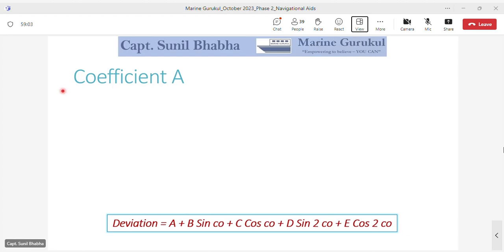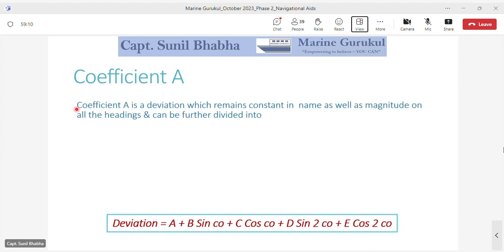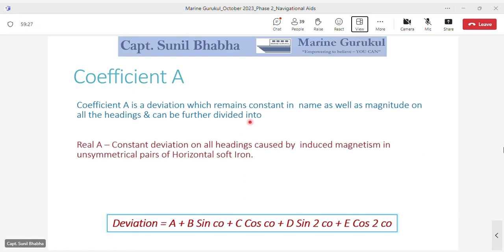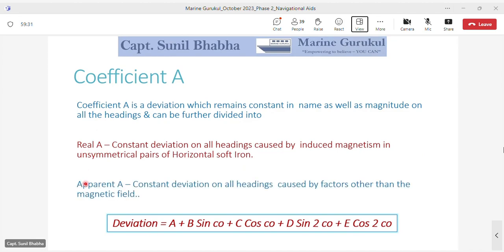Let's now go into our first coefficient, that is coefficient A. Coefficient A is a deviation which remains constant in name as well as magnitude on all the headings and is further divided into two parts. These two parts are number one, real A, and number two, apparent A.